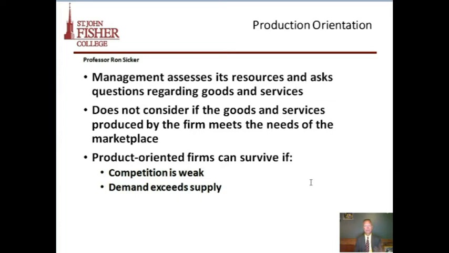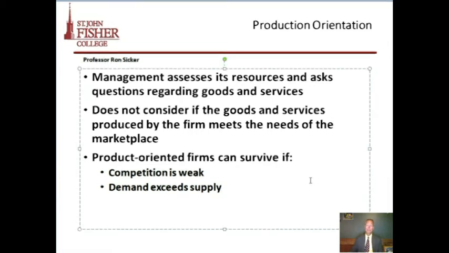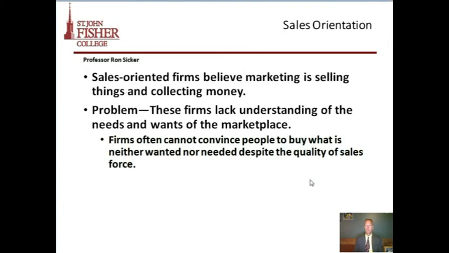If someone needs the product, they will come to you. So what they do is use their production resources, all of the assets that they can for production, and they use that to try to drive exchange. Oftentimes, production orientation works only if you're the only one in town, or if you have a better mousetrap. The second one is sales orientation.